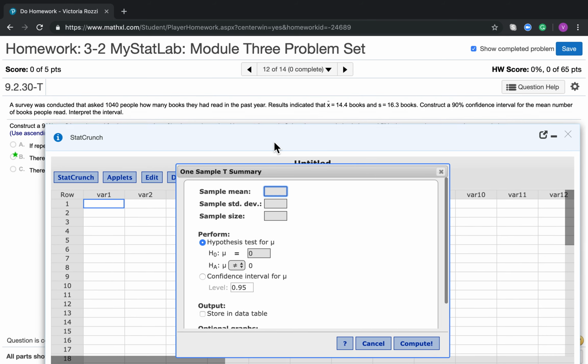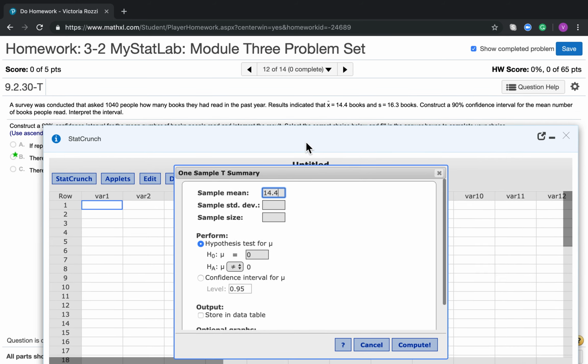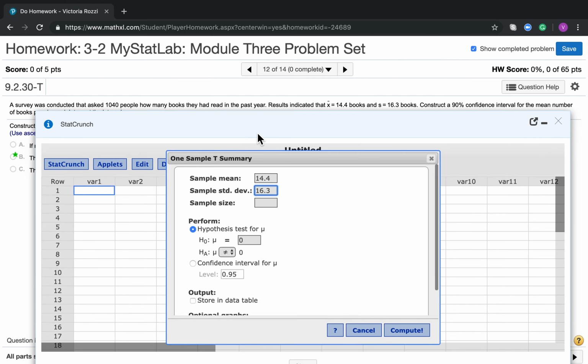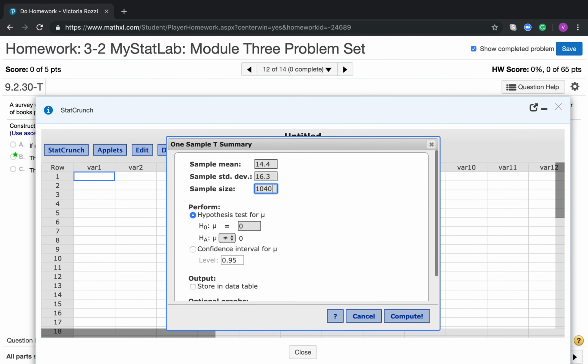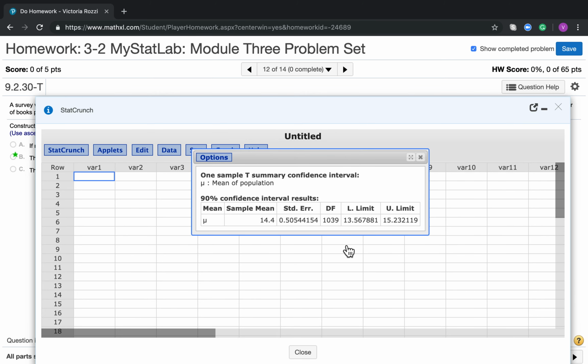Okay, so my sample mean was 14.4, so I'll type that in here. My standard deviation was 16.3, and my sample size is 1,040. Okay, and I want to construct a confidence interval, so I'm going to click confidence interval here and make that 90% and click compute.